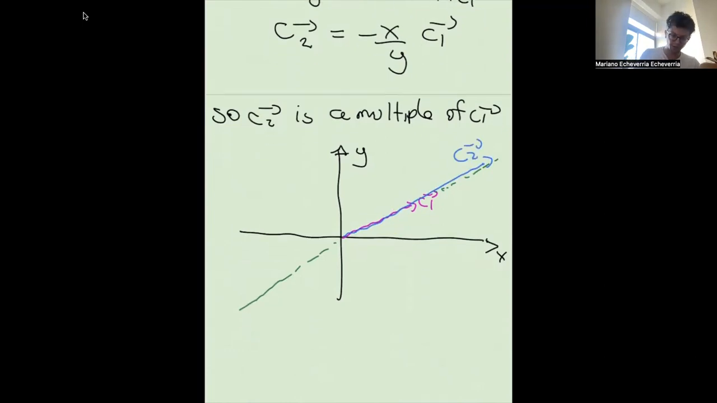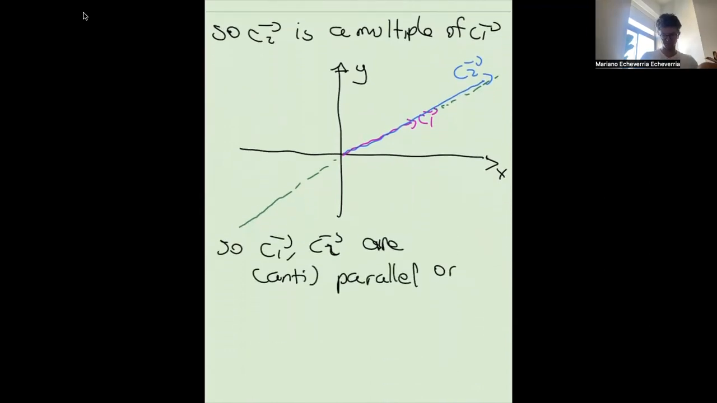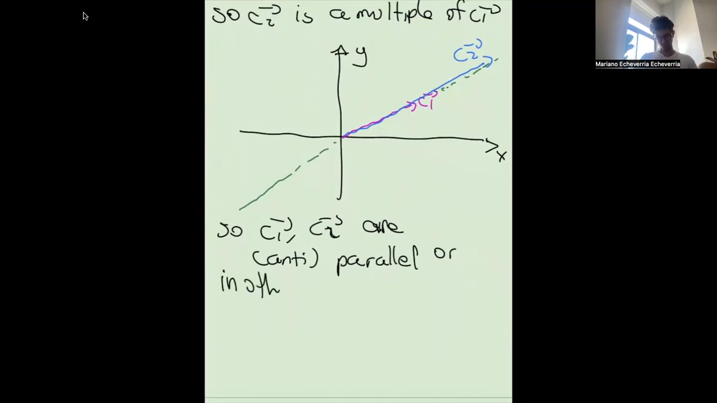So C1, C2 are parallel, or again, it could be parallel or anti-parallel. Or in other words, they belong to the same line. Is that making sense?